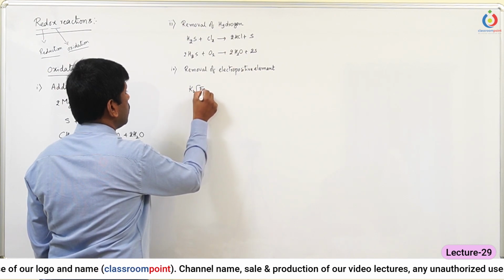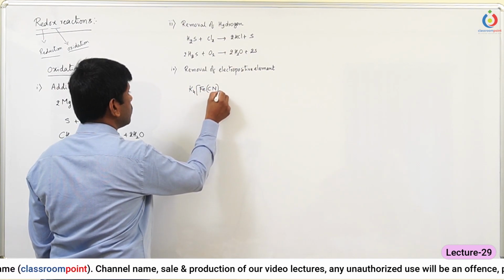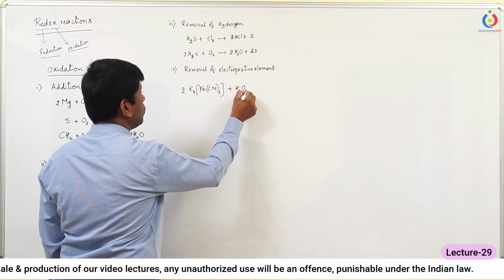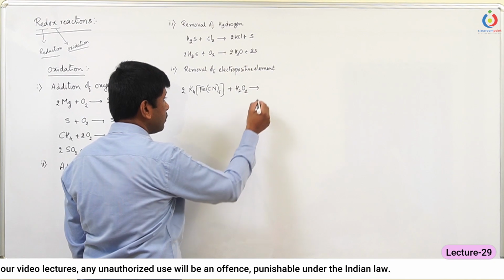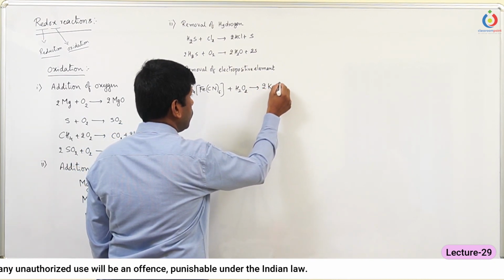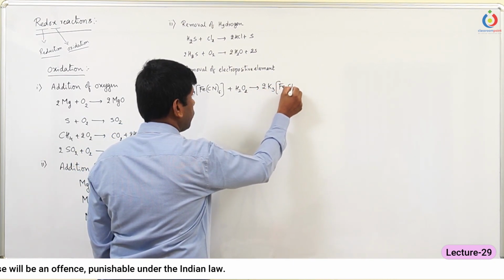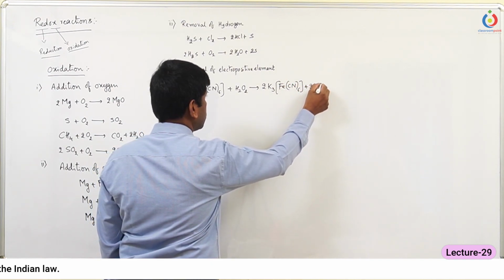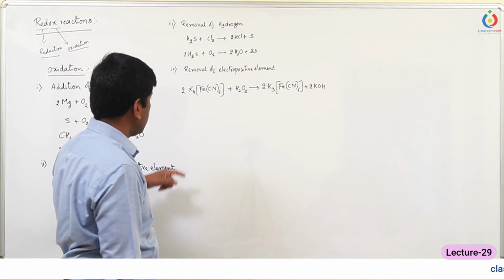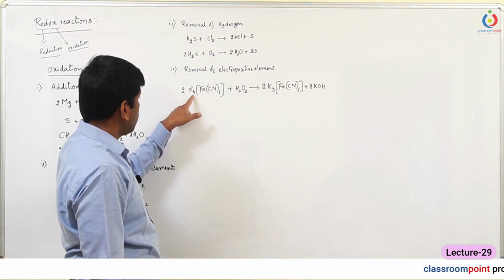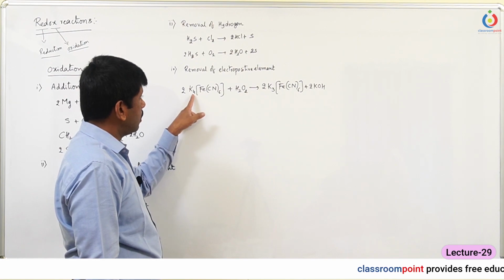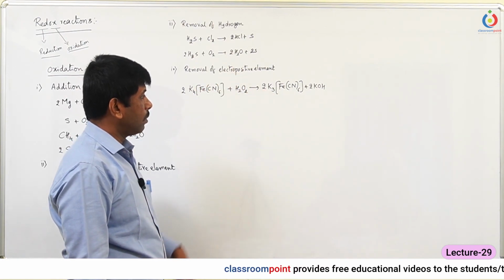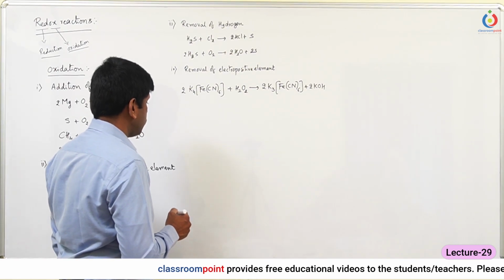K4Fe(CN)6 on reaction with H2O2 gives 2K3Fe(CN)6 plus 2KOH. In this reaction, each molecule has 4 potassium, but here there are only 3; one of the potassium is removed. So removal of the electropositive element is known as oxidation.